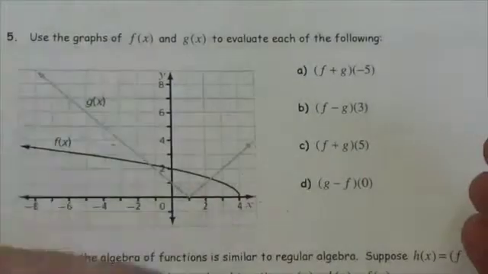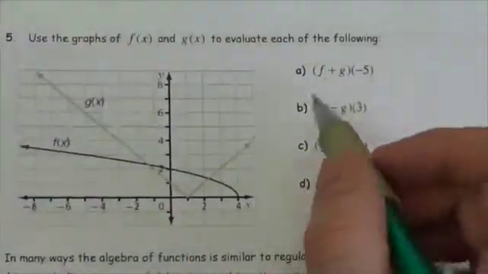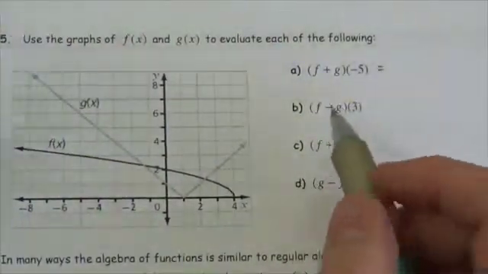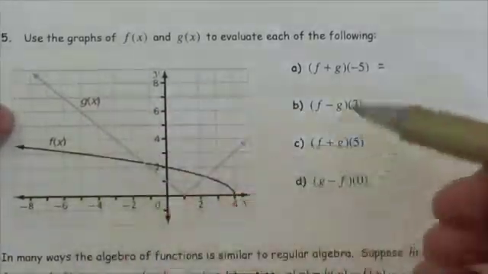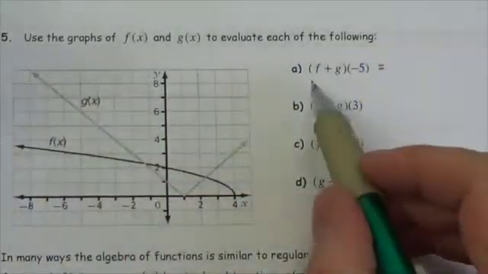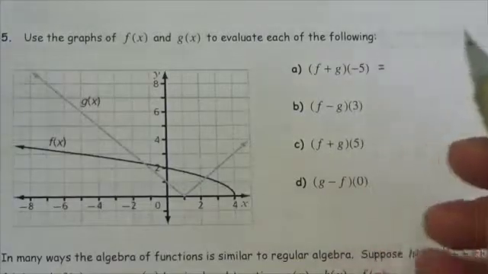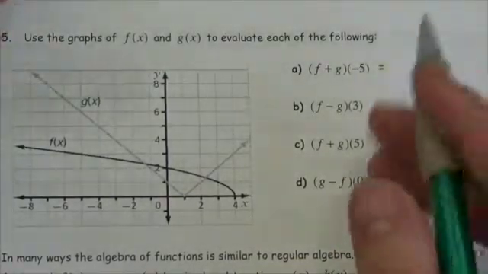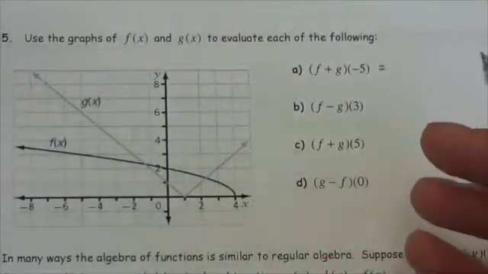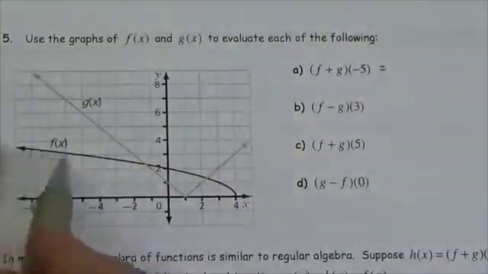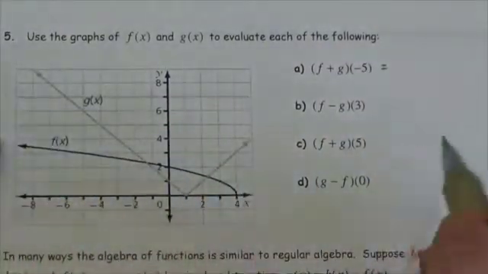Use the graphs of f of x and g of x to evaluate each of the following. Okay, I like this question. I like the way these questions work here. So we're just going to run through this really quickly. We're going to use this graph to evaluate these summations. So f plus g at negative 5. All I really have to do is bear in mind which of these functions is f and which one is g. F is the darker one, g is the lighter absolute value.